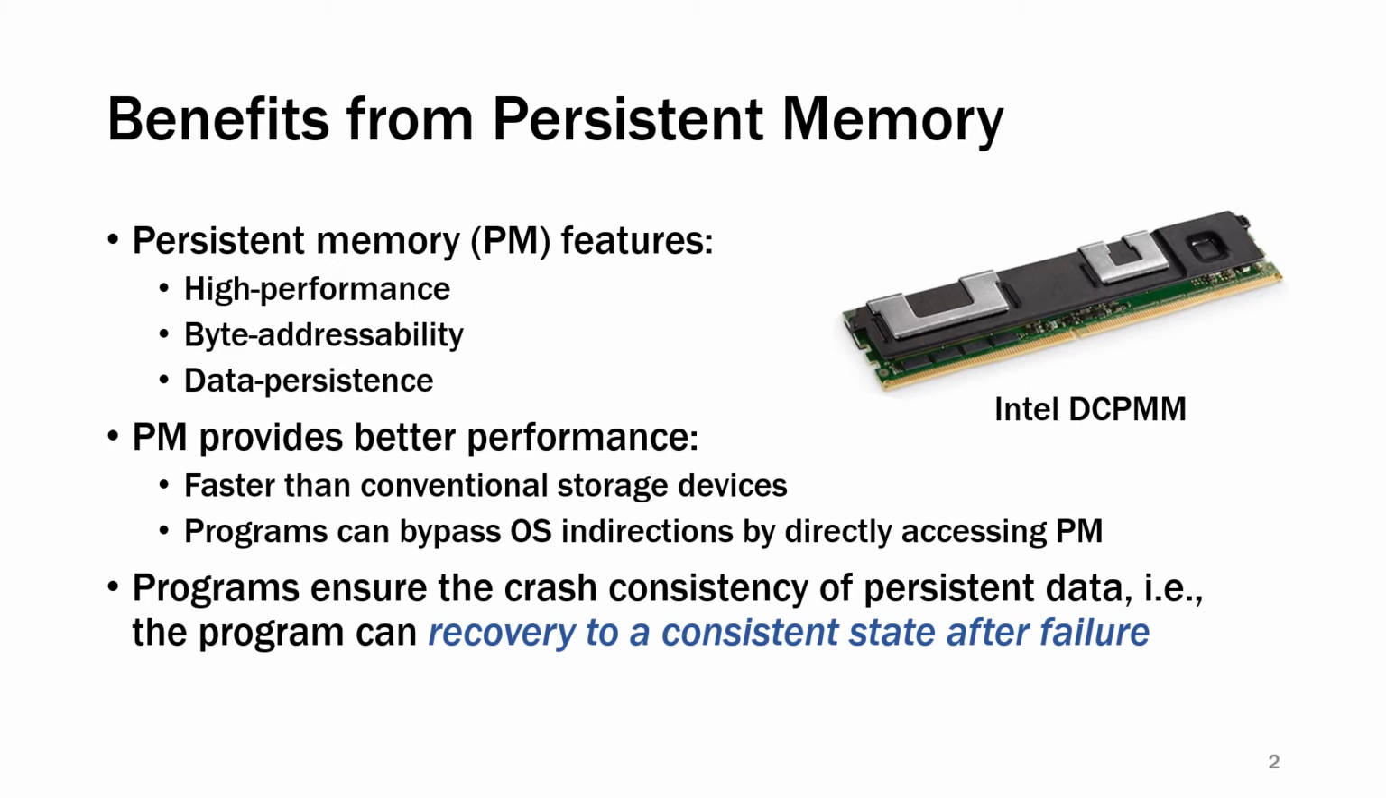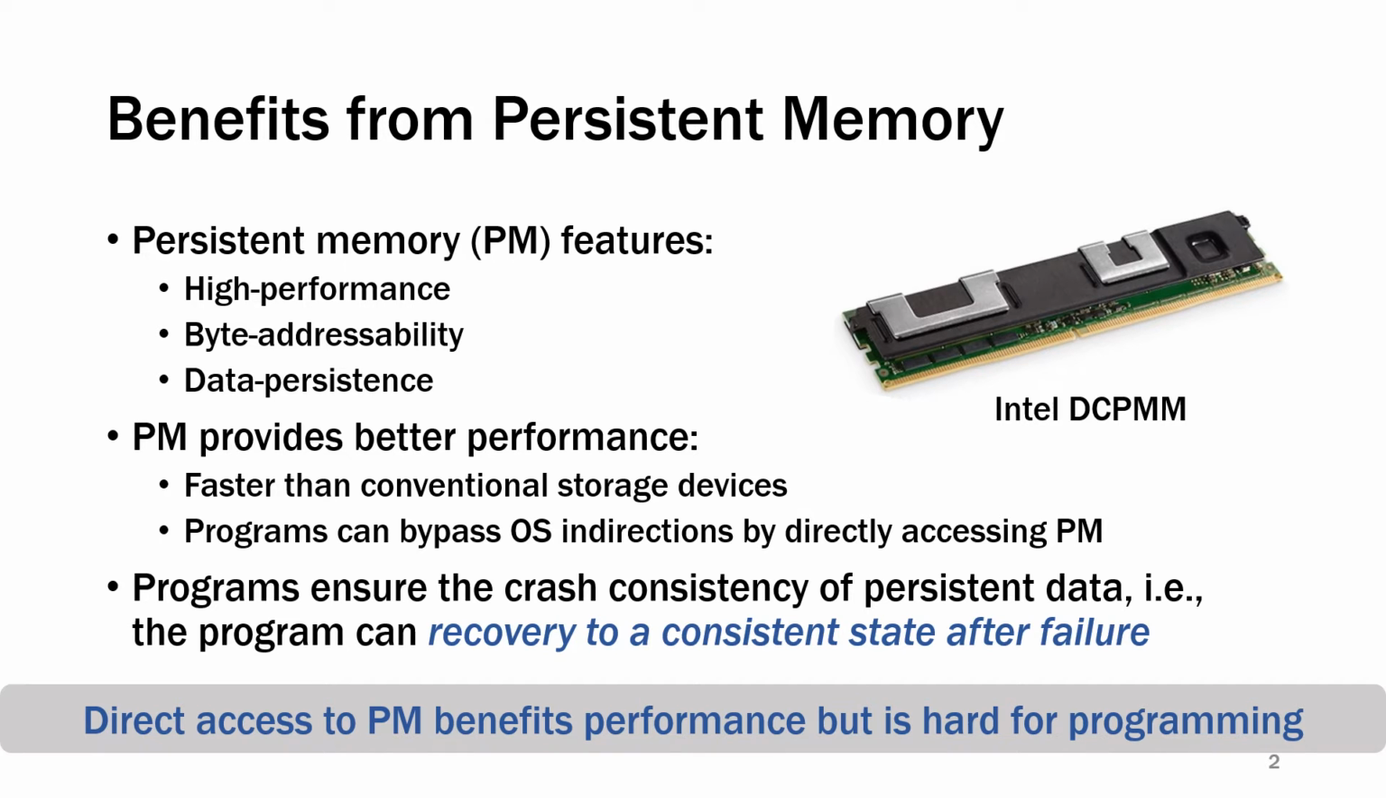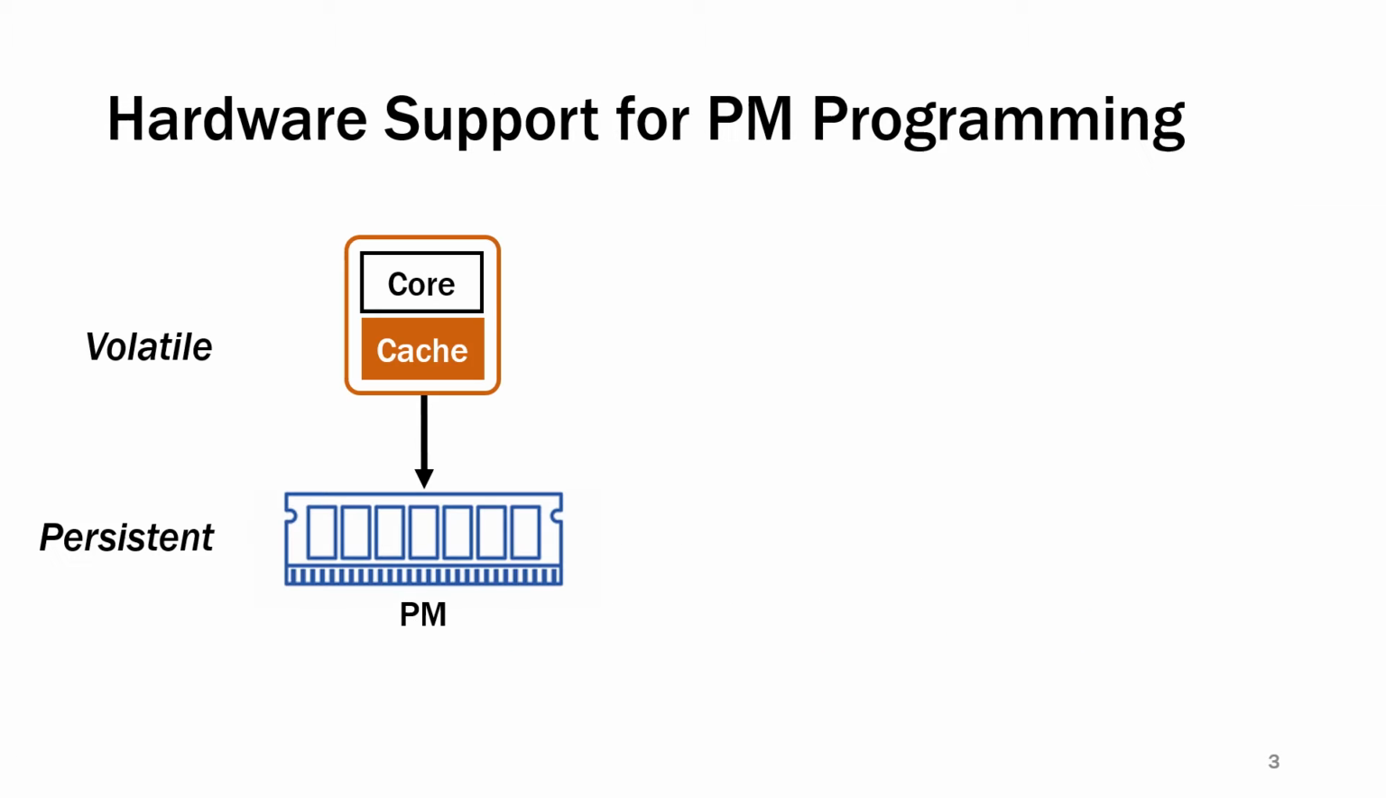So programs need to ensure crash consistency of persistent data. In other words, the program needs to recover to a consistent state in case of failure. So we conclude that direct access to the persistent memory benefits the performance, but makes it harder for programming. To support persistent memory programming, hardware platforms introduce new primitives.